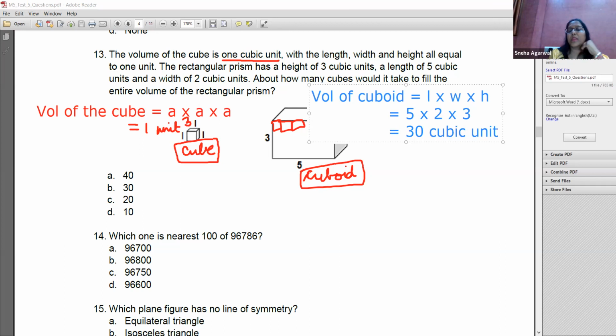Now the cube is 1 cubic unit and the prism is 30 cubic units. So we can fit in 30 cubes here. Every cube will have only 1 unit, no? So we can fit in 30 cubes so that this rectangular box gets filled, right? 30 cubes. I suppose this is clear now. So how many cubes will fit in this rectangular prism? 30 cubes. Clear?